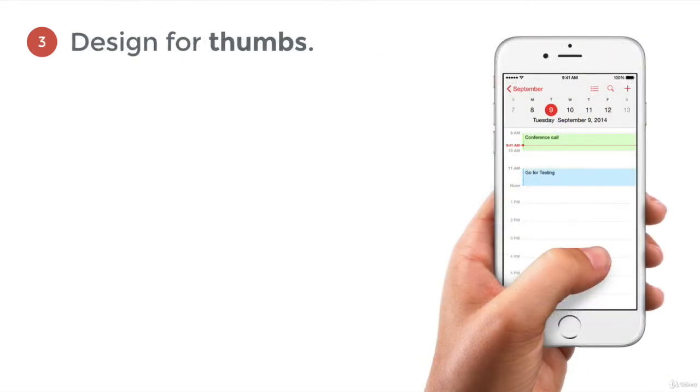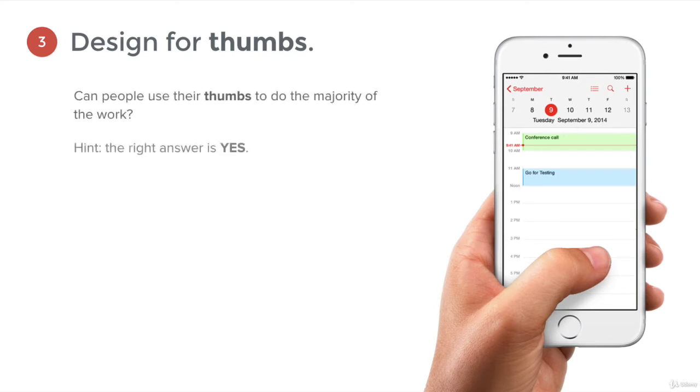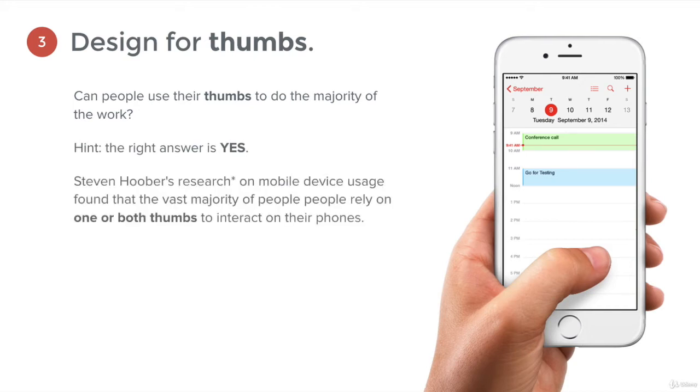Number 3, you have to design for thumbs, not fingers, which a lot of designers do. You have to design for thumbs, all right? Can people use their thumbs to do the majority of the work? The right answer to that question is yes. It's always yes. It should always be yes. Stephen Hoober did some amazing research on mobile device usage, and he found that the vast majority of people rely on one or both thumbs to interact on their phones.